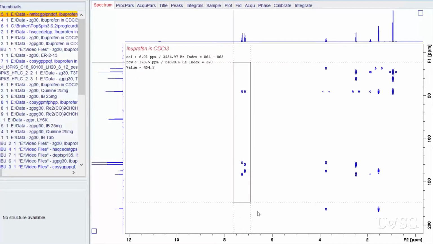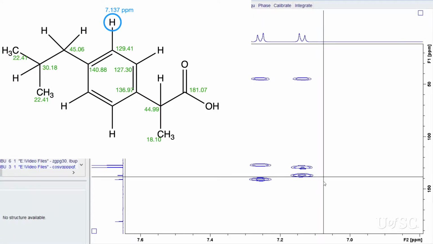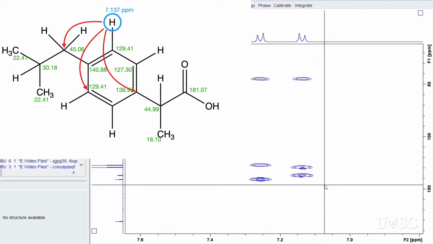The aromatic protons should also be examined. The proton at 7.137 ppm shows 3 cross peaks. Note that these are all 3 bond correlations. First is to the methylene carbon at 45.06 ppm. Next is to the carbon at 129.41. This is the 3-bond, not the 1-bond correlation. The last is the correlation to the carbon at 136.97 ppm. Note that it is very common to not see the 2-bond correlations on an aromatic ring. This is due to the very small magnitude of the coupling constants these two pairs have.